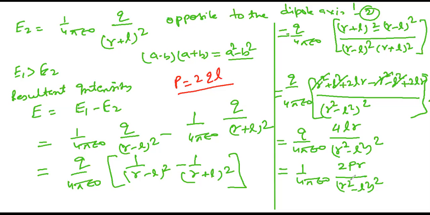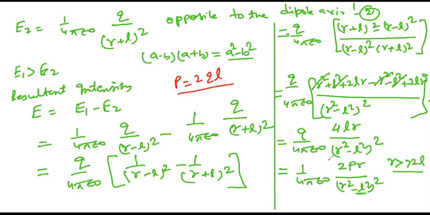We'll do one approximation, that r is far greater than 2L. So this term will be negligible. Sir, here you have said p is equal to 2qL, and there you have taken 4LR instead. So here it is 4.